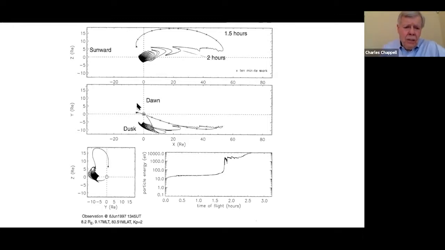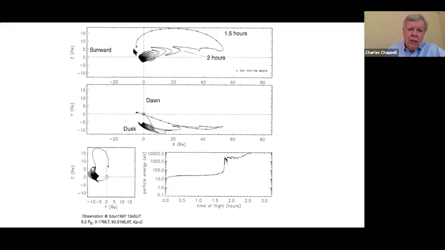This is a code written by Dominic Delcourt for his PhD thesis back in the late 80s. And Matthew Huddleston used it as a way of interpreting what we were seeing in the TIDE instrument on the Polar spacecraft. So I want you to look at some of these times. This uses a Tsyganenko magnetic field and a Weimer convection field. This case is for a Kp of 2.